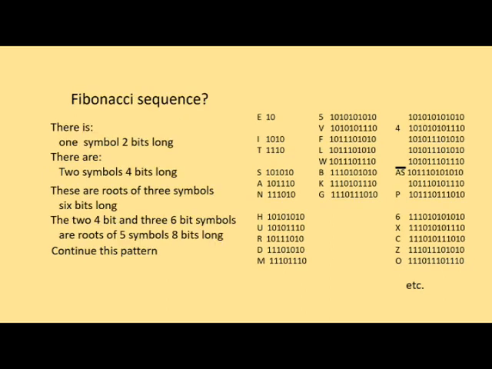Well, interesting. Is this a Fibonacci sequence? There is one symbol 2 bits long. There are 2 symbols 4 bits long. These are the roots of 3 symbols that are 6 bits long. The 2 4-bit and 3 6-bit symbols are roots of 5 symbols 8 bits long, and the pattern continues. This looks like some sort of Fibonacci sequence, but is it really?